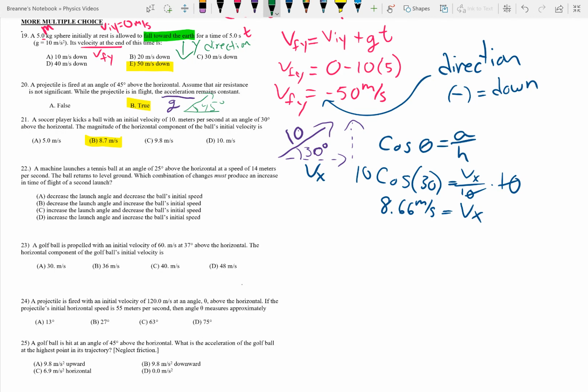We have VFY equals VIY plus GT. VFY squared doesn't have it. We have delta X equals VXT. And we also have delta Y equals VIY times T plus 1/2 GT squared. So those are our equations that have time in it, the big things that can affect it.